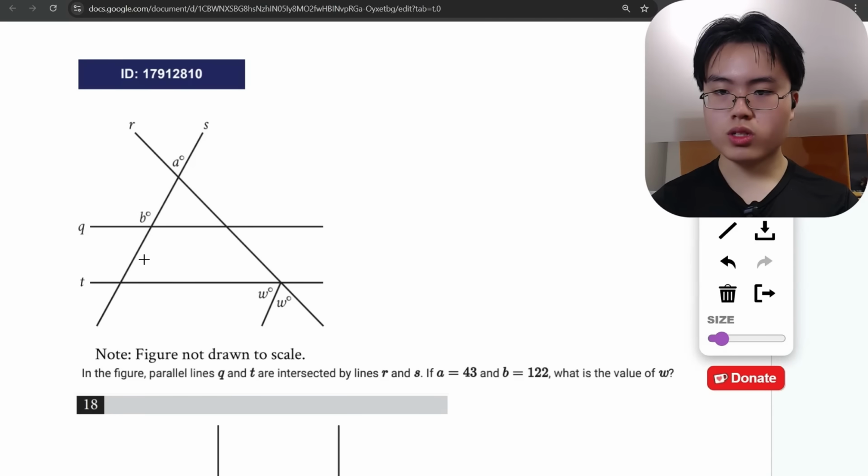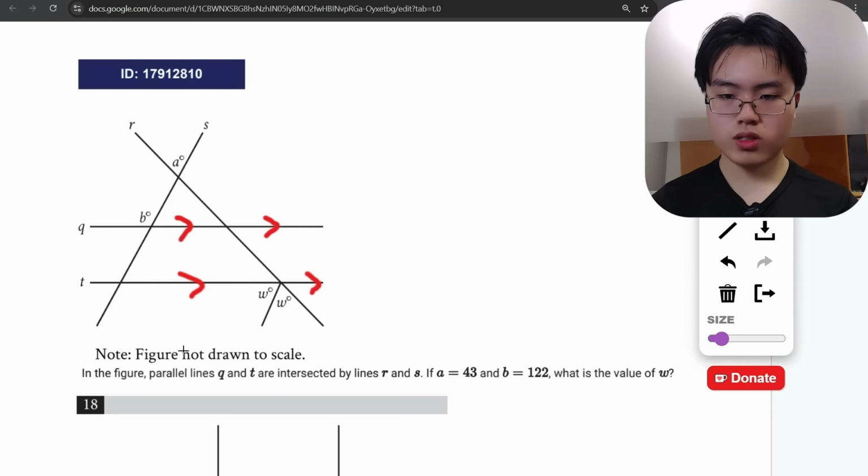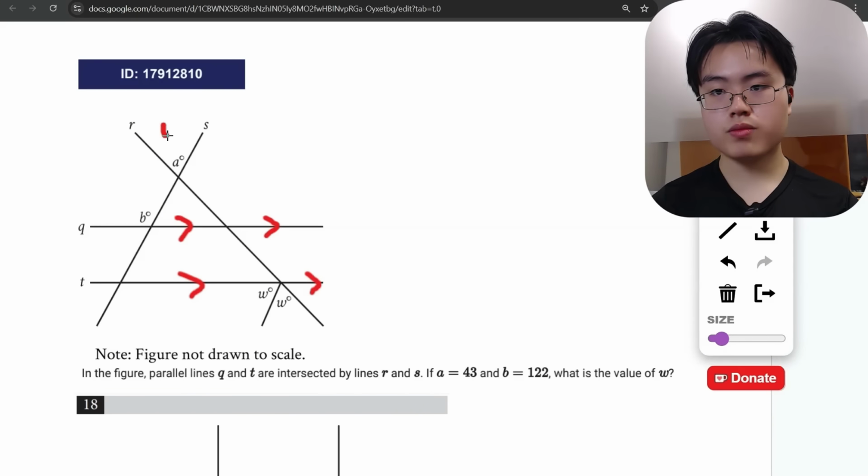Okay, so we know these are parallel. Let me just mark that, just so you can follow along with this. So we know these are parallel, and R and S, yeah, these lines intersect the parallel lines. A is 43. Okay.